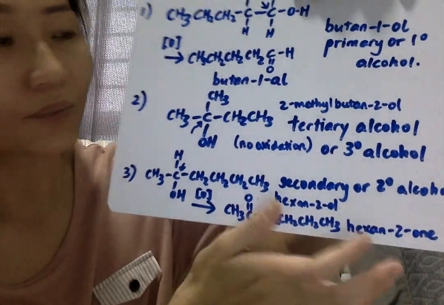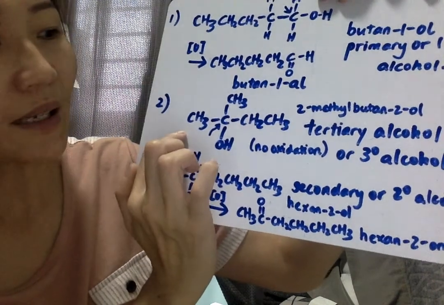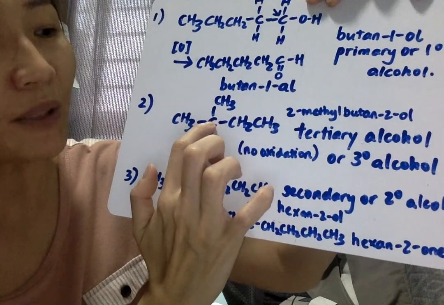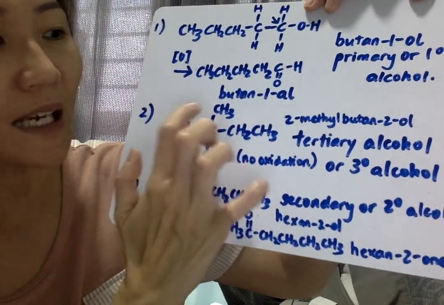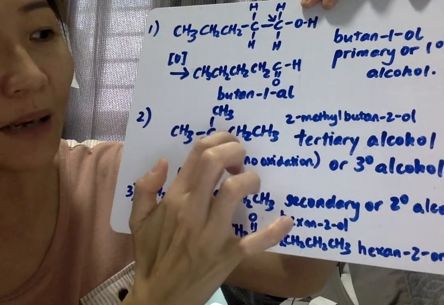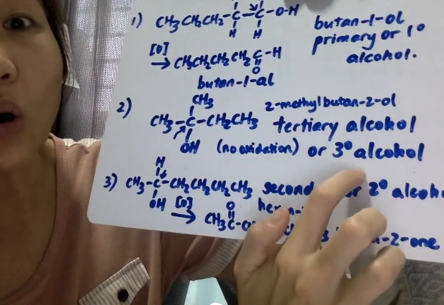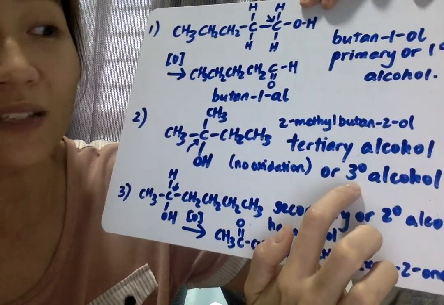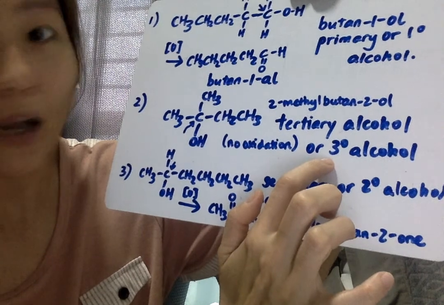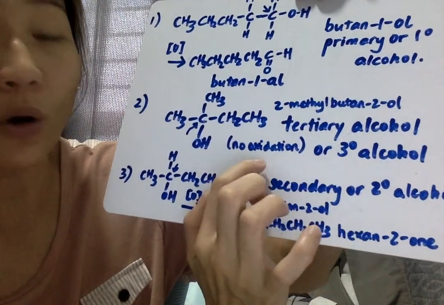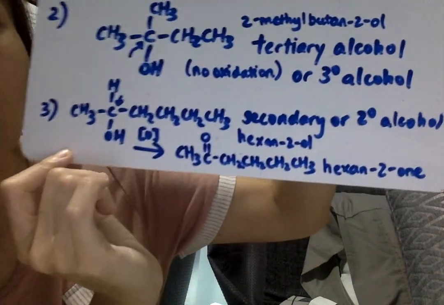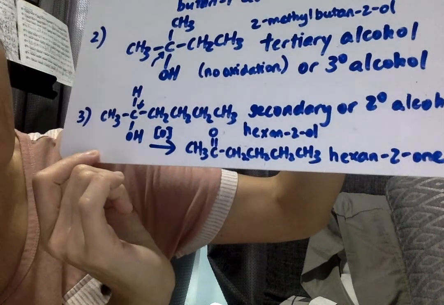What about the second one? Now let's look for the hydroxy group. The hydroxy group is attached to a carbon, but this time the carbon attached to the hydroxy group is attached to 3 other carbons. Can you see? That is why it is a tertiary alcohol, or a 3 degree alcohol. So, will oxidation occur for 3 degree alcohols? No. Oxidation will not occur for a tertiary alcohol. So, no reaction occurs.